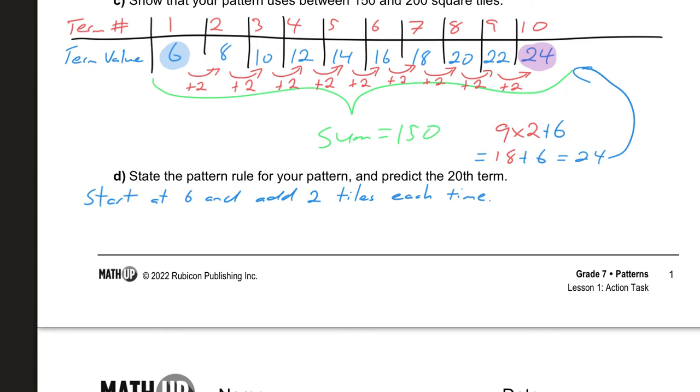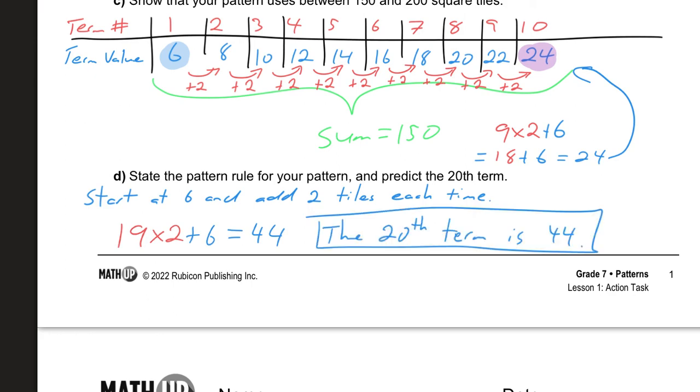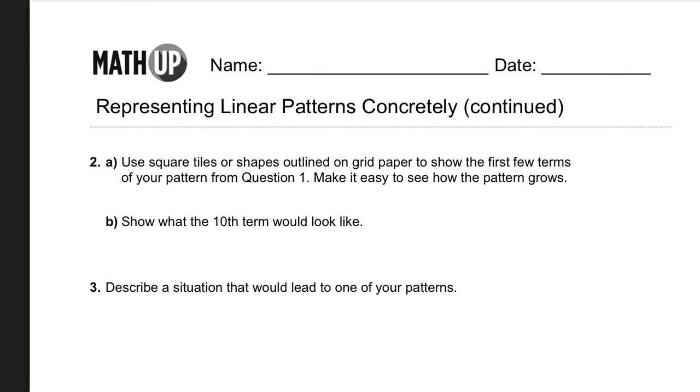So when we're predicting the 20th term, how many times have we taken a step of 2? We've taken it 10 more times in order to get from 10 to 20. So if we took 9 steps here plus 10 more, that would be 19 groups of 2, plus the 6 that we started with. That will be 19 times 2, and we can do this in our head. 2 times 20 is 40, but 1 less group of 2 would be 38, plus another 6, that would be 44. And that should be our answer. The 20th term is 44. Let's move on to question 2.